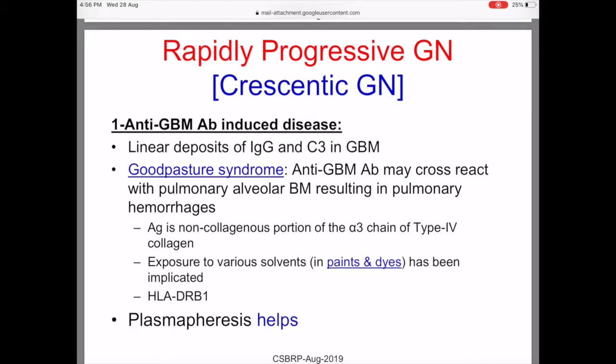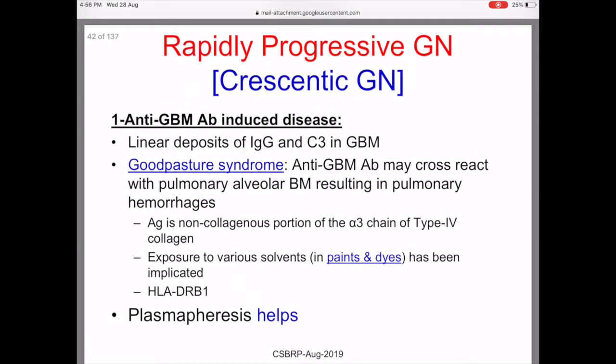So, in the case of antibody to glomerular basement membrane, linear deposits of IgG and C3 are seen in the glomerular basement membrane, and because of this the antibodies developed against the glomerular basement membrane have cross reactivity with the pulmonary alveolar basement membrane. The patient may also sometimes have pulmonary hemorrhages. So, this is known as Goodpasture syndrome. It is most commonly seen in those workers who are dealing with paints and dyes and various solvents, and those who have HLA-DRB1. Plasmapheresis may help in these cases.